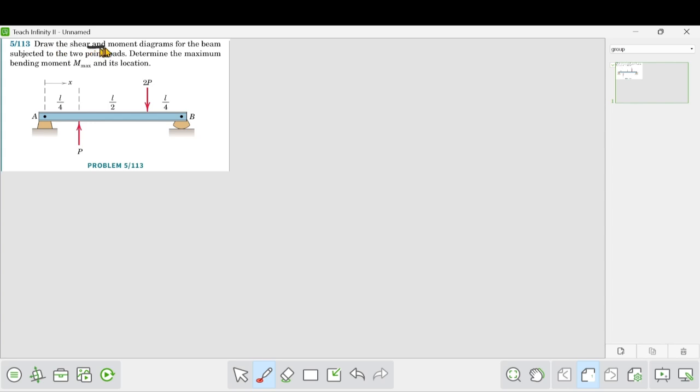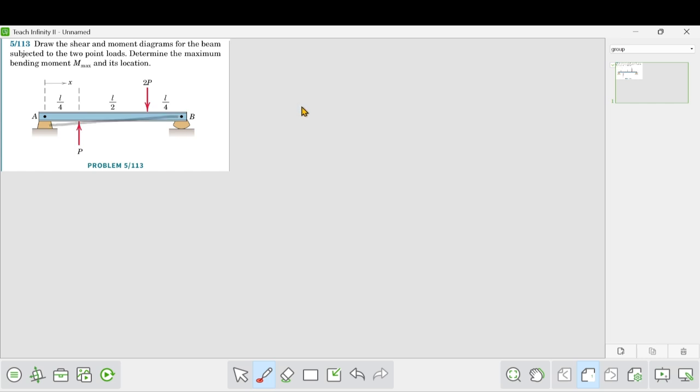Draw the shear force and moment diagram for the beam subjected to the two-point load. Determine the maximum bending moment Mx and its location on this beam. First of all, we have to draw a free body diagram of this.